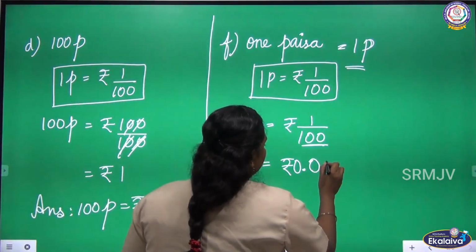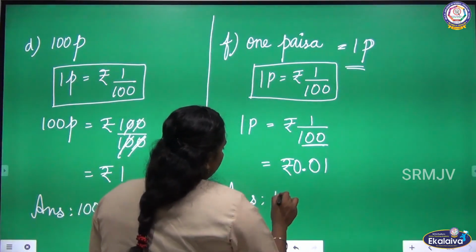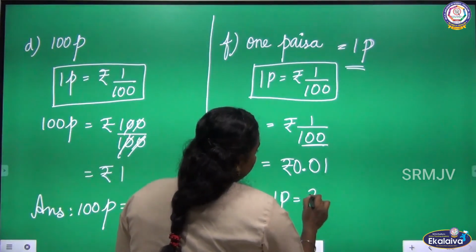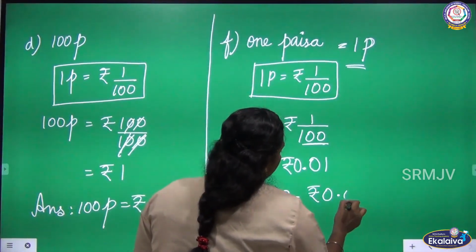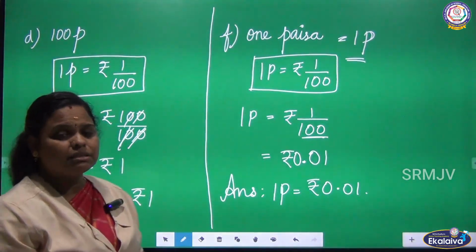What is the answer? Rupees 0.01. So write the answer. 1 paise equal to rupees 0.01. So in money we have completed exercise 1 and then exercise 2.